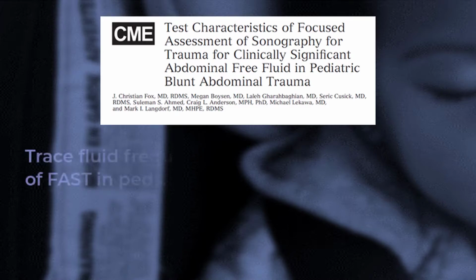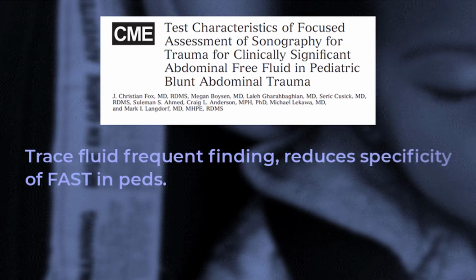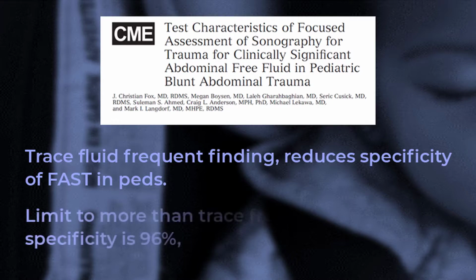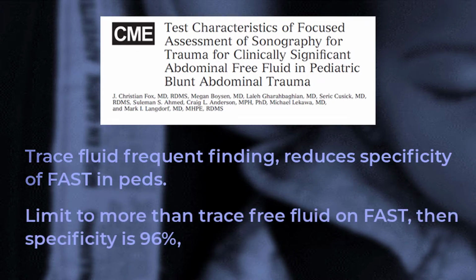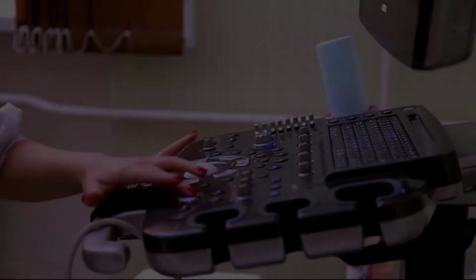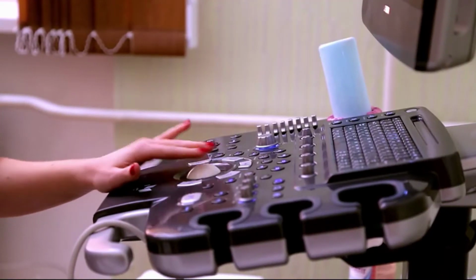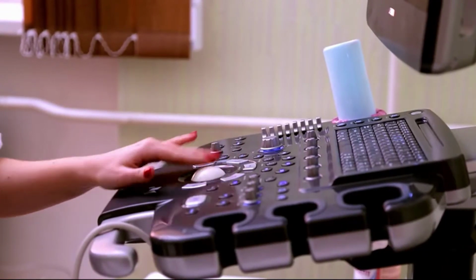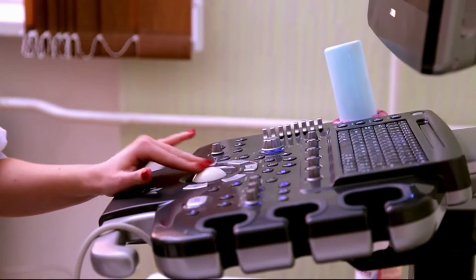Of 357 patients, they reported a specificity of 96% when they only counted their FASTs as positive if there was moderate or greater free fluid. Now that you've identified some approaches that improve the performance of the FAST exam in children, let's explore some of the unexpected findings seen sometimes in each part of the exam.